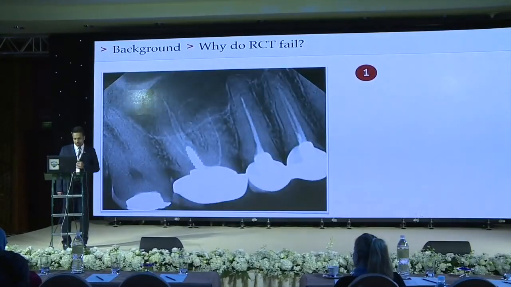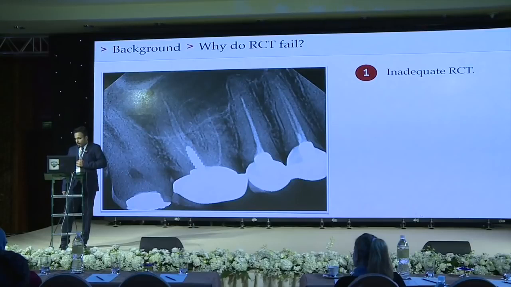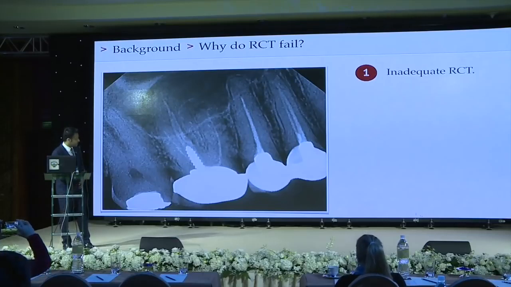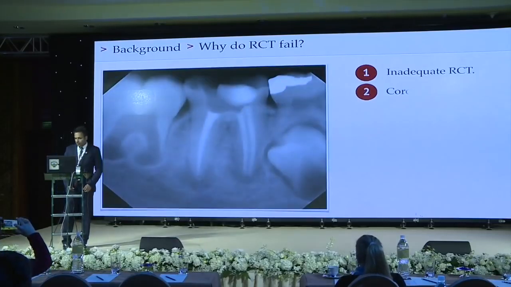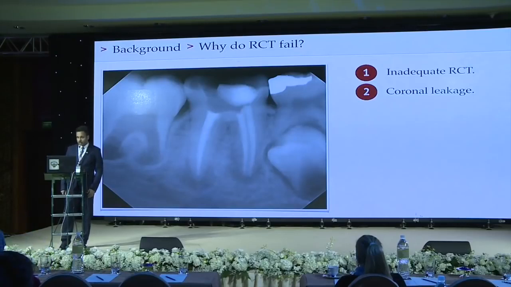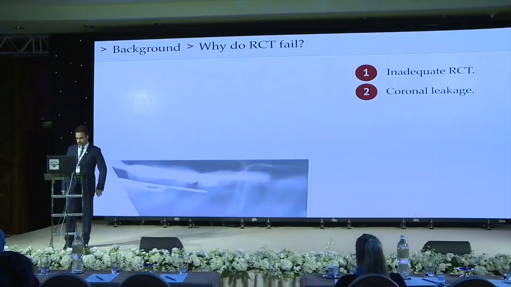So why do root canal treatments fail? There are a lot of technical reasons. It could be an inadequate previous root canal treatment, such as this case. It could be coronal leakage, and we know that gutta percha does not bond to the dentine, so any coronal leakage is going to lead to failure because bacteria are going to swim all the way down to the periapical lesion.